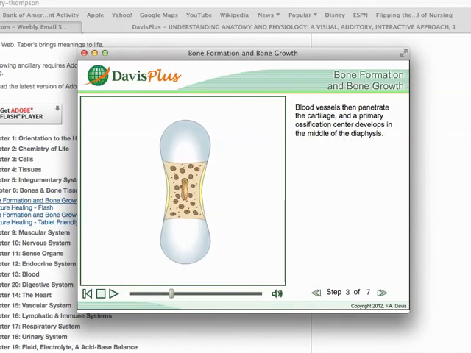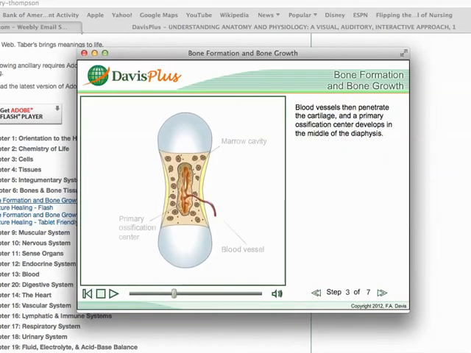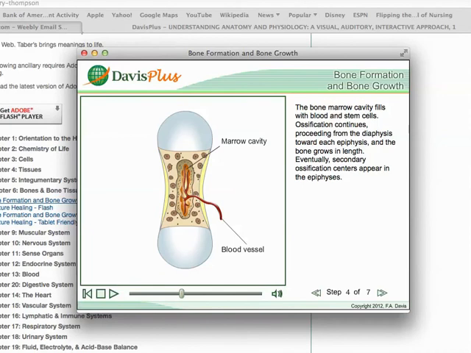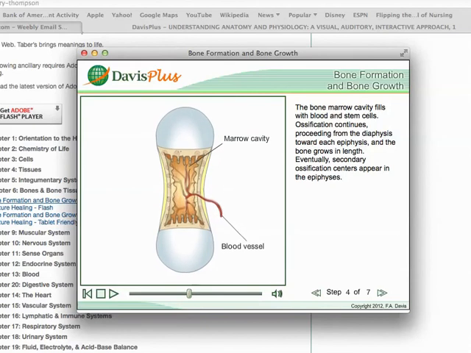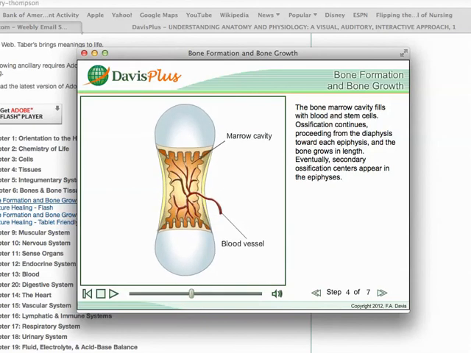Blood vessels then penetrate the cartilage, and a primary ossification center develops in the middle of the diaphysis. The bone marrow cavity fills with blood and stem cells. Ossification continues, proceeding from the diaphysis toward each epiphysis, and the bone grows in length.